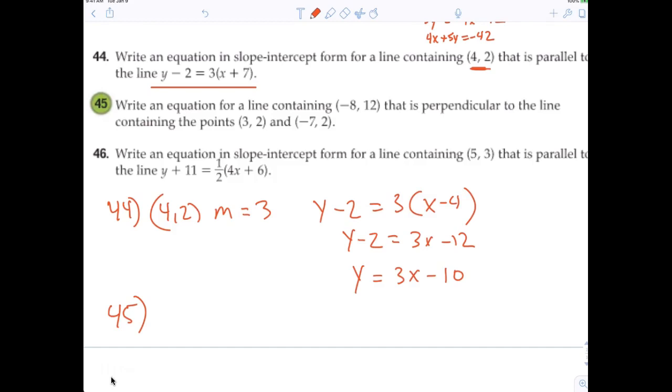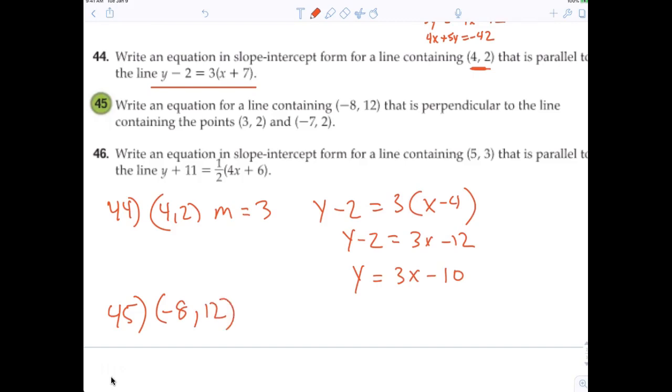Come on, you got this. What's the point that the line's going through? -8, 12. Beautiful. -8, comma 12.